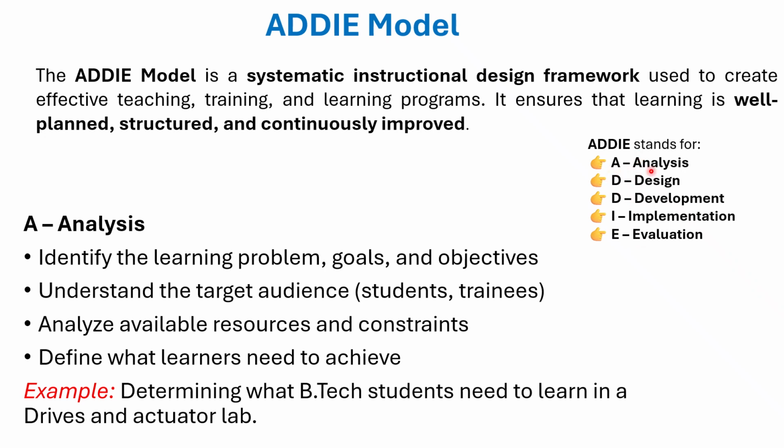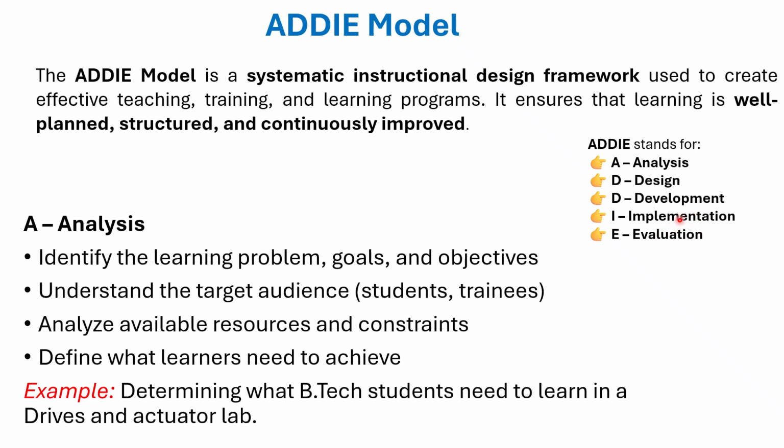The model consists of a total of 5 phases. Analysis. Analysis means identifying the learner needs, goals and requirements. Then the second phase is the design phase, which covers planning learning objectives, content structure, teaching methods and assessment. The third phase is the development phase, which is basically creating and producing the learner material and resources. The fourth phase is the implementation phase. Implementation means delivering the training or a course to the learners. Then the final phase is the evaluation phase. In the evaluation phase, we assess the effectiveness of the training and make improvements based on the feedback and the performance result.